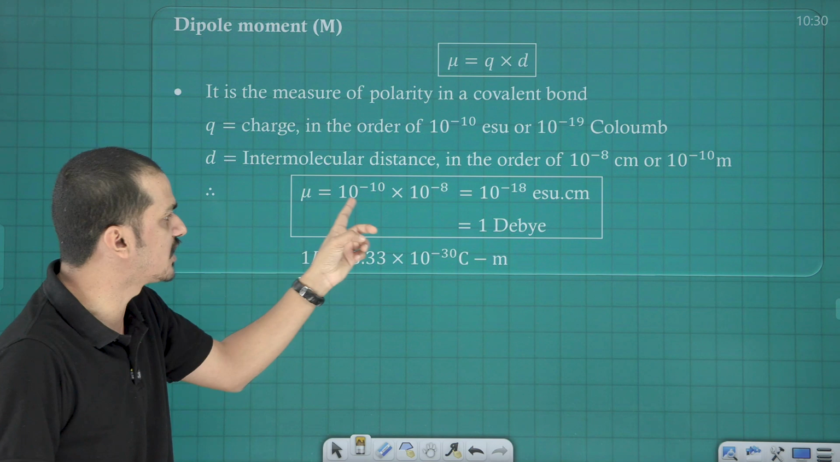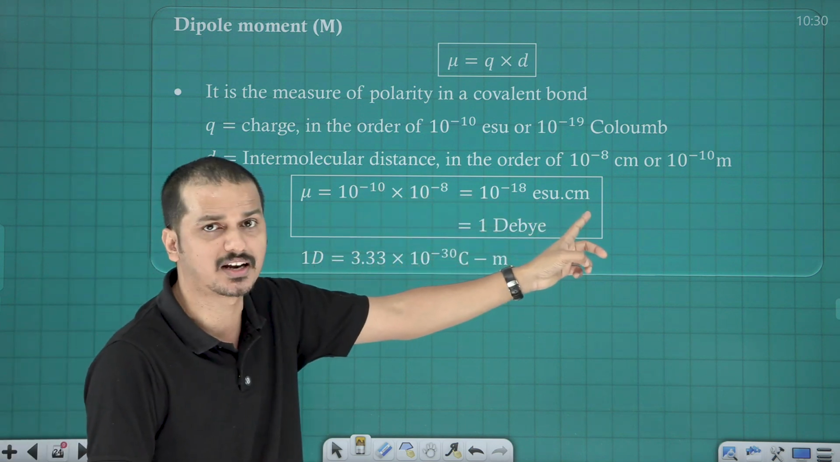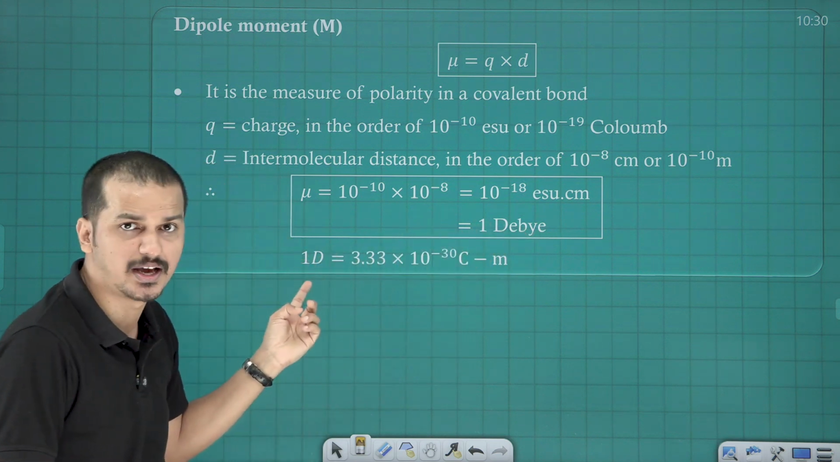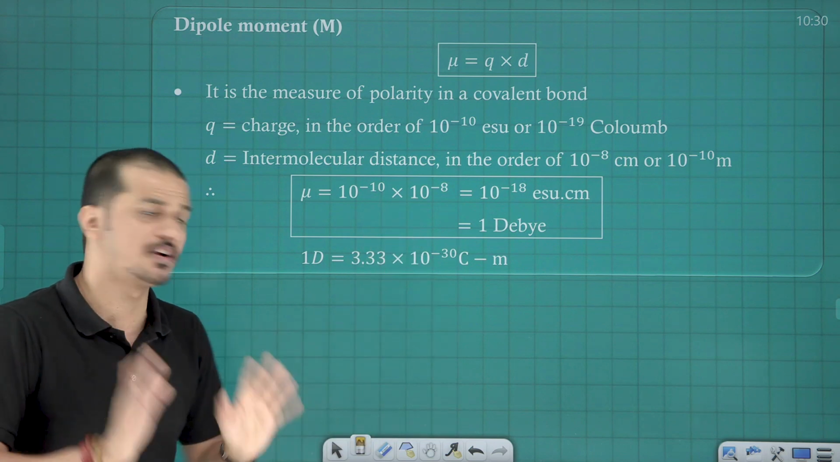So that means mu equals 10 raised to minus 10 into 10 raised to minus 8. That means 10 raised to minus 18 ESU centimeter. That is what is called 1 Debye. Okay, Debye is the CGS unit. So here 1 Debye equals what? 3.33 into 10 raised to minus 30 coulomb meter. That idea you have to keep in mind.